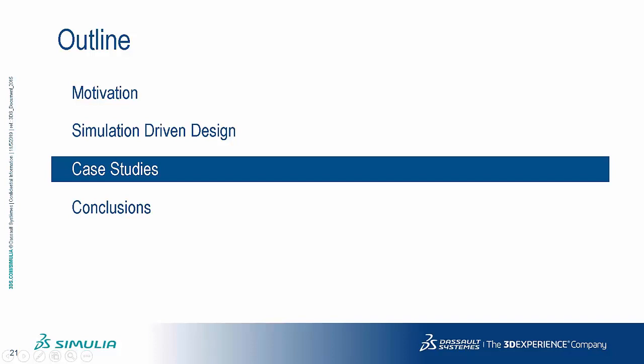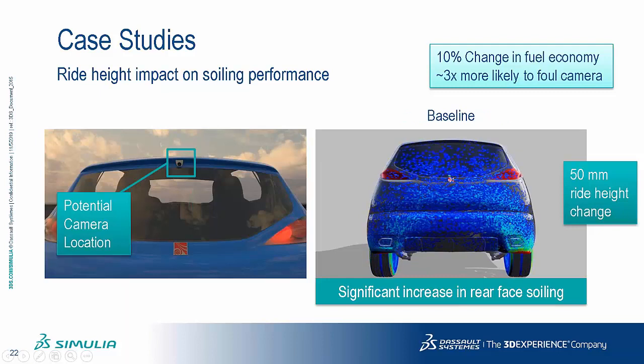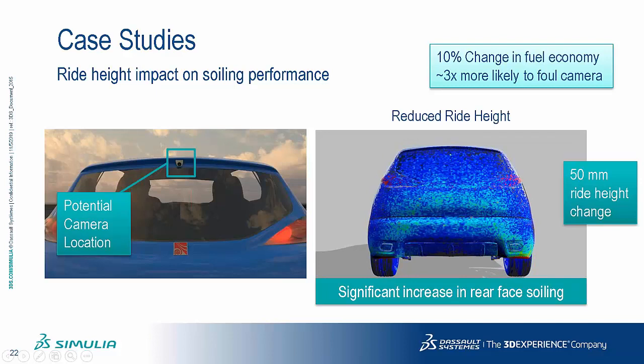All right, so now I'm just going to go through a few case studies. The first case study here is just looking at a rear camera mirror. In this vehicle, we were looking to reduce the ride height to improve aero efficiency. By dropping the ride height, we were getting a significant change in the drag of the vehicle. Unfortunately, it also meant that the amount of soiling on the back of the vehicle increased significantly.